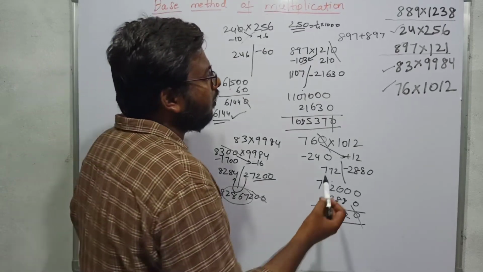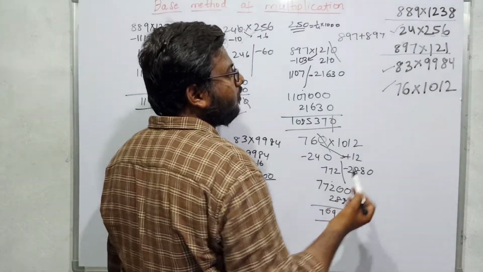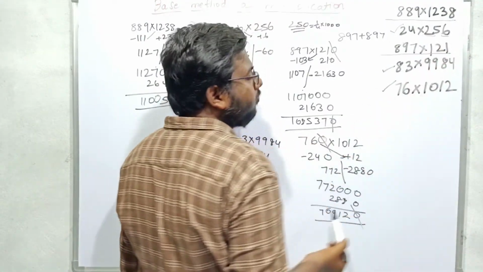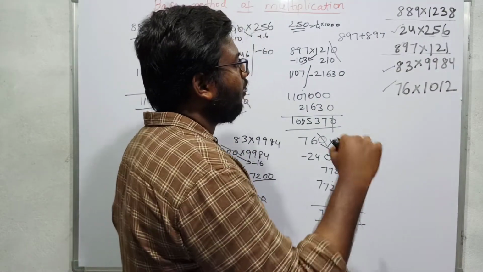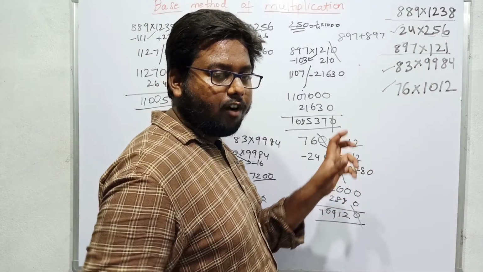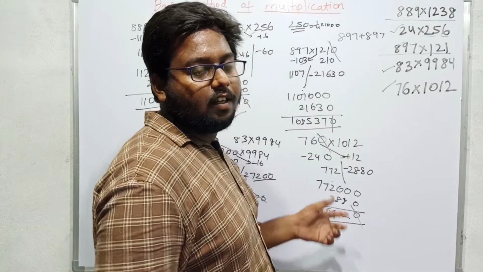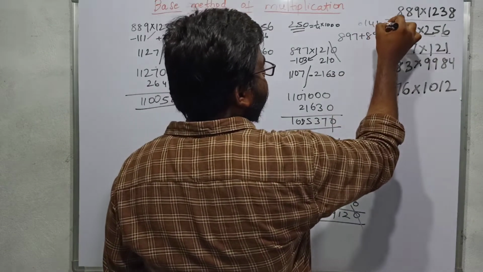If you want to see 24 into 256, grouping depends on different ways. I can group like this also, 2 into 2 and 56 also. If I group like this, 24 into 25 is 600, 24 into 6 is 144. 600 plus 144, 14 of 144 is added to 600. That means 614 beside 4. 6144 is the answer for it.